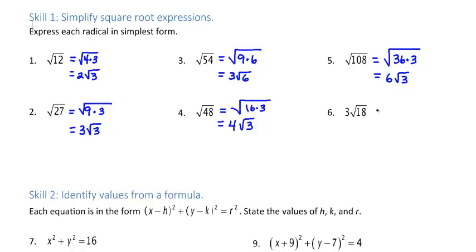3 times the square root of 18, we can rewrite 18 as 9 times 2. So we have 3 times the square root of 9, which is 3, times the square root of 2, or 9 square root of 2.